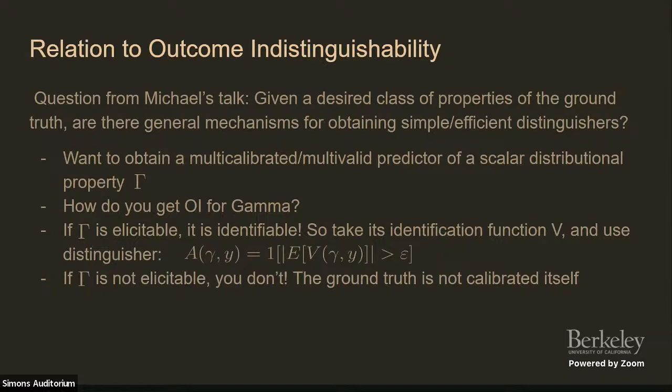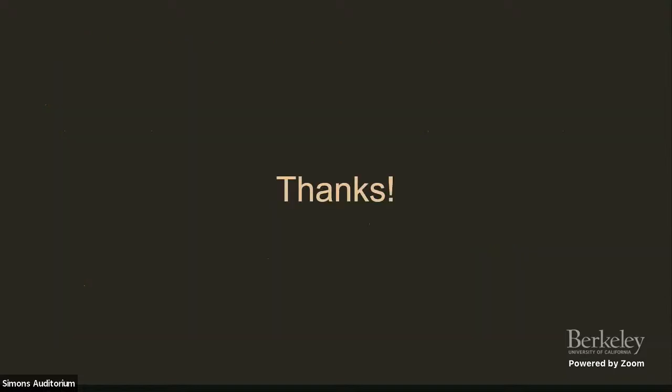Otherwise, if gamma is not elicitable, then there is no sense in talking about OI as it's commonly defined, and you can have neither a distinguisher nor outcome indistinguishability per se. Okay, cool. All right, I'll finish here. Thank you very much.